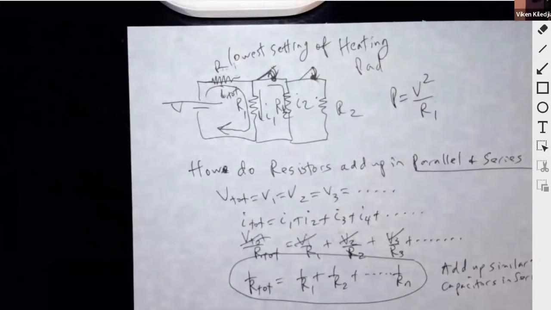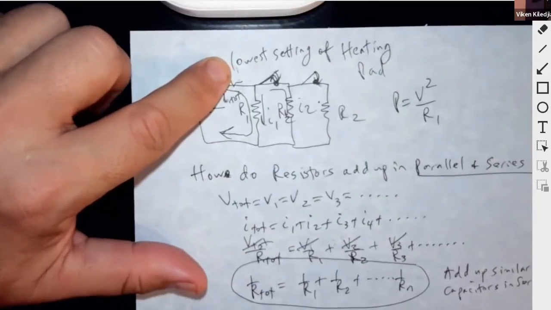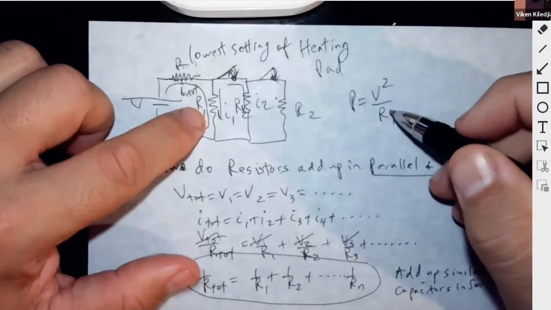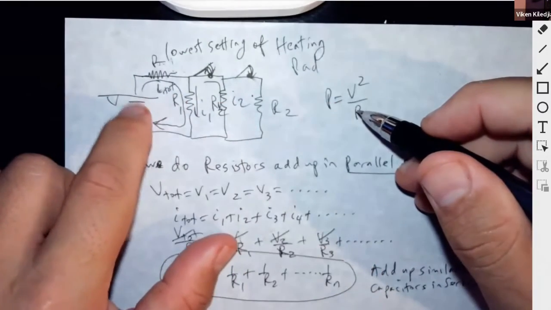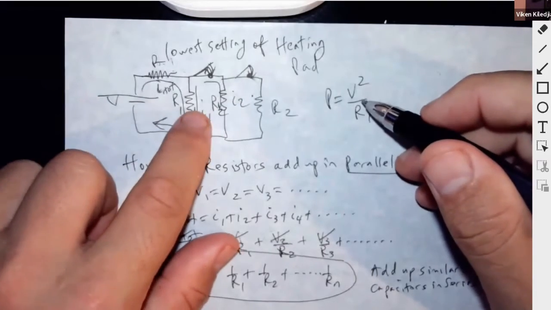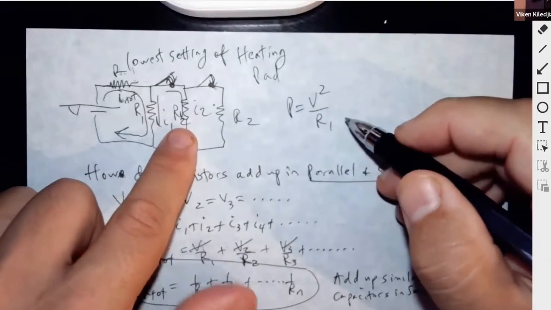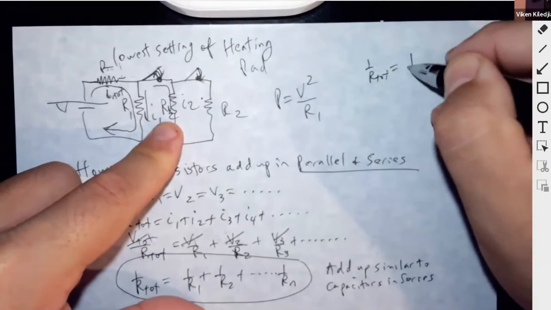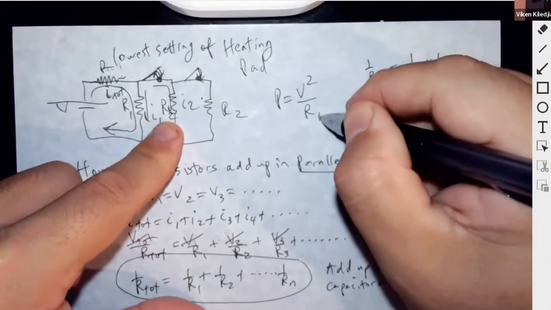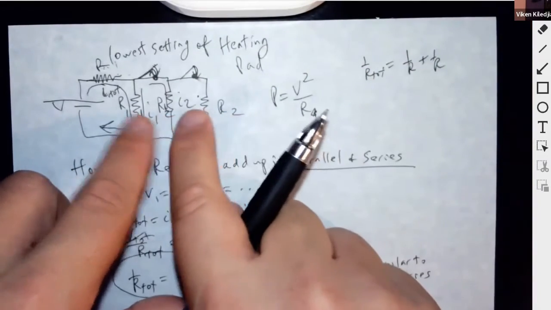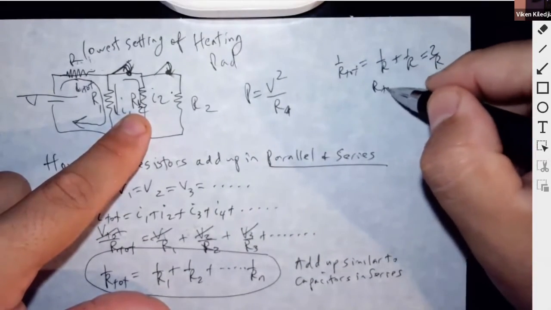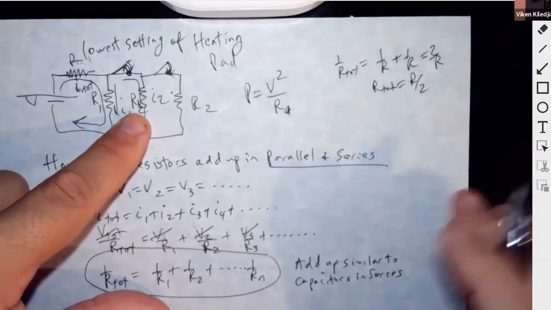Let's see. So let's just say that that wasn't there for a second. Then you would say if only this resistor is engaged, this would be the power that you can draw from the source. And that's how much that would heat up. If two of them are engaged, then what happens? The net resistance would be what? 1/R plus 1/R. Let's assume all three of them are the same resistors, right? So then you have here 2/R, and then R total would be R/2, right?